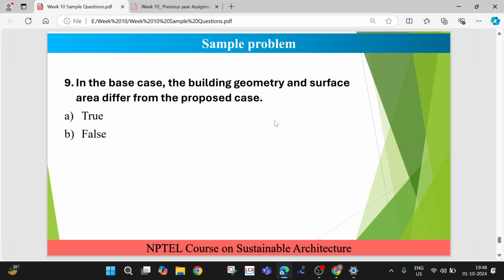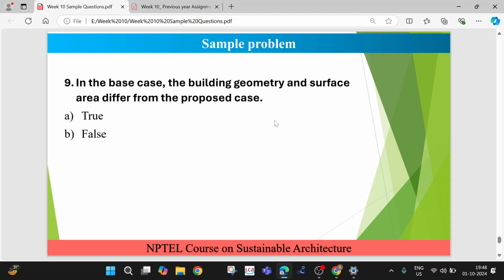Only the materials and the systems may differ, which system you are opting for heating, cooling, or which material you are opting for in design. This you can change in the proposed case, but the geometry or the surface area should not be changed. This is the main conclusion of the above discussion. Is it clear now? Yes, sir.